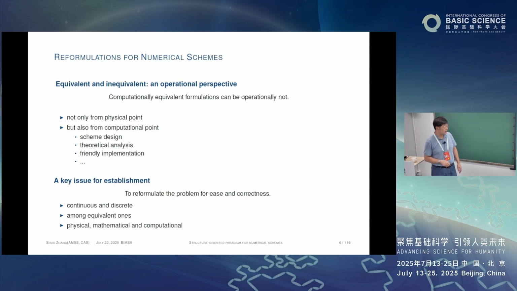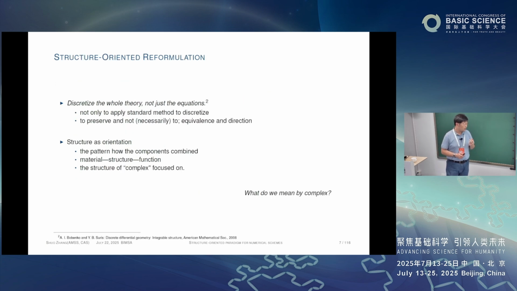And also we reformulate the problem for some ease and correctness. The ease and correctness can be physical, mathematical, and computational. This is what we have to do. We are trying to construct some proper discretization. So now structure comes out.